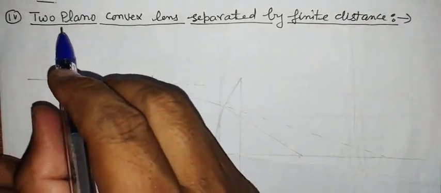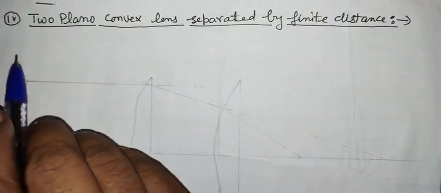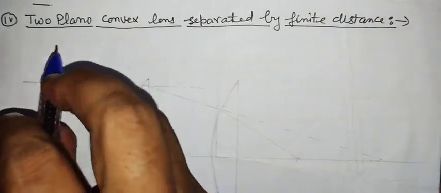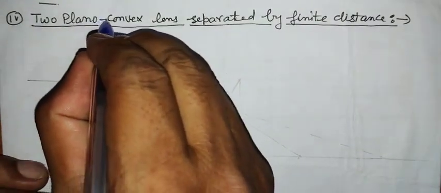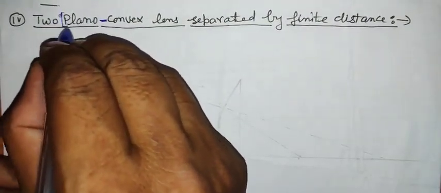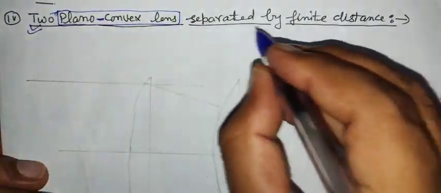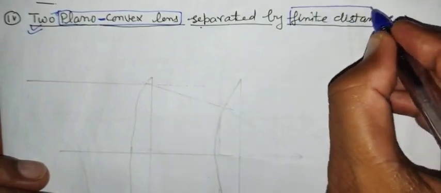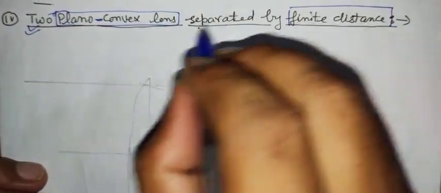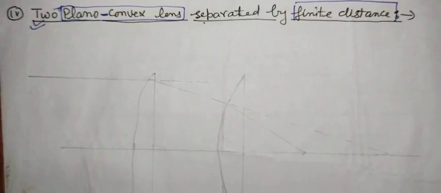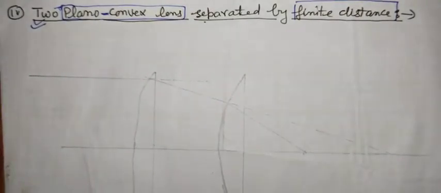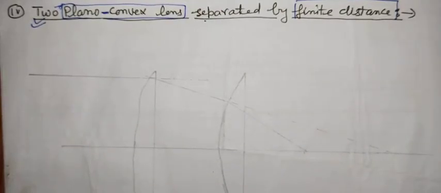Now see the fourth process through which the spherical aberration can be minimized. This process is by using two plano-convex lenses. We use two plano-convex lenses separated by a finite distance. So see the procedure through which, by taking two plano-convex lenses placed on an optical bench at a certain distance, spherical aberration is minimized.